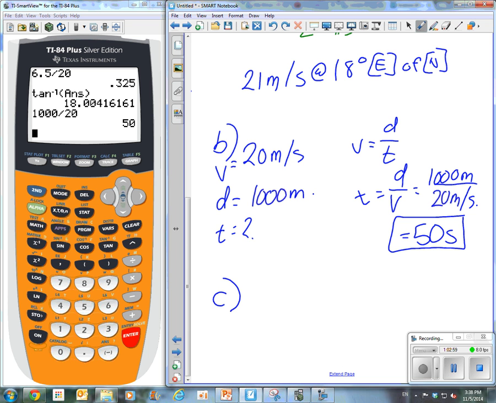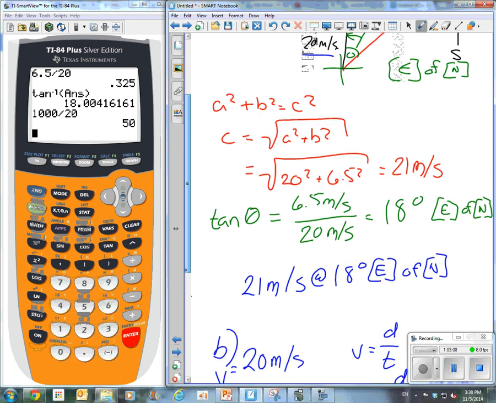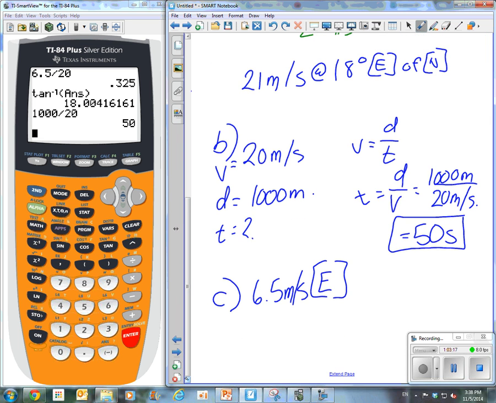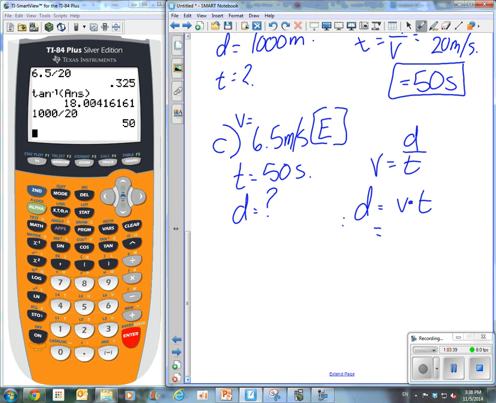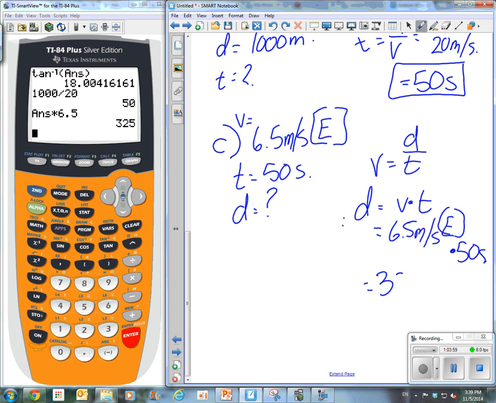C asks me how far downstream. So now we're concerned about the component of our velocity that is representing the river, which is 6.5 meters per second, and it's going to be east. So 6.5 meters per second east, that's my velocity. We know how long it takes us to travel across, just 50 seconds, and we need to calculate the displacement I will be taking on my journey. Velocity is displacement over time, so displacement is velocity times time. In this case, we've got 6.5 meters per second east multiplied by 50 seconds. So 50 times 6.5 gives me 325 meters east of where they started.